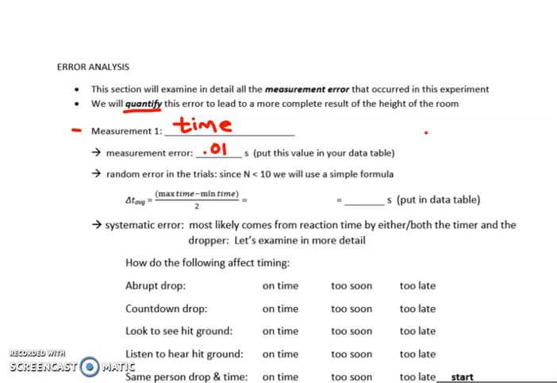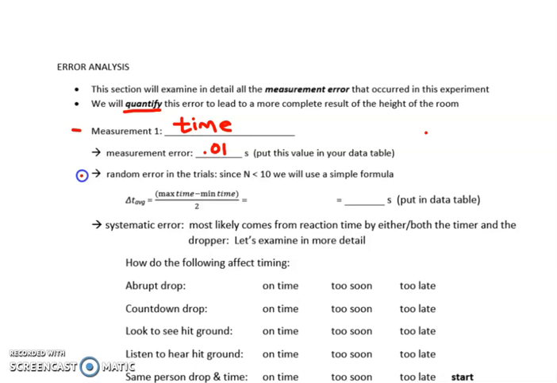The next uncertainty you have to look at is random error. Random error comes from you doing multiple trials. I doubt very much that for all 10 trials you got the exact same time, even though in theory the ball should have dropped for the same time. You have a spread in data. So there's a very simple formula we're going to use anytime we do multiple trials in a lab to see how much spread there is. And that's, again, random error.